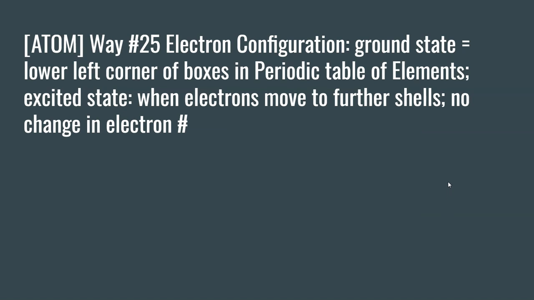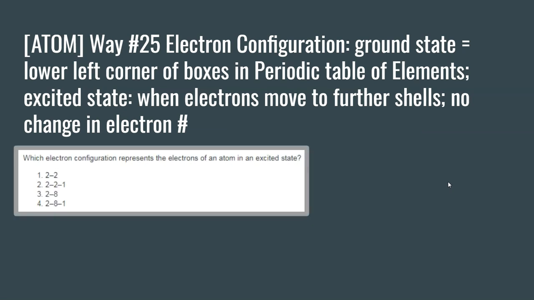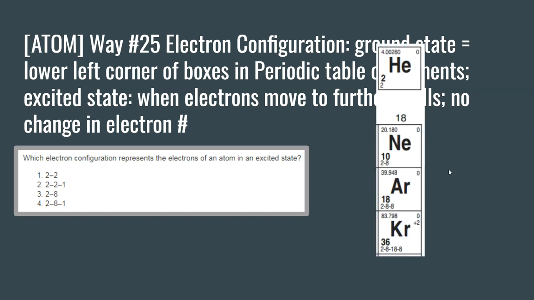Let's try some problems. Which electron configuration represents the electrons of an atom in an excited state? To do problems like this, you first have to know how many electrons we can fit at each energy level. For that, we go to group 18, the last column of the periodic table. This last column shows the maximum number of electrons we can fit at each energy level because these elements have their last shell completely filled.